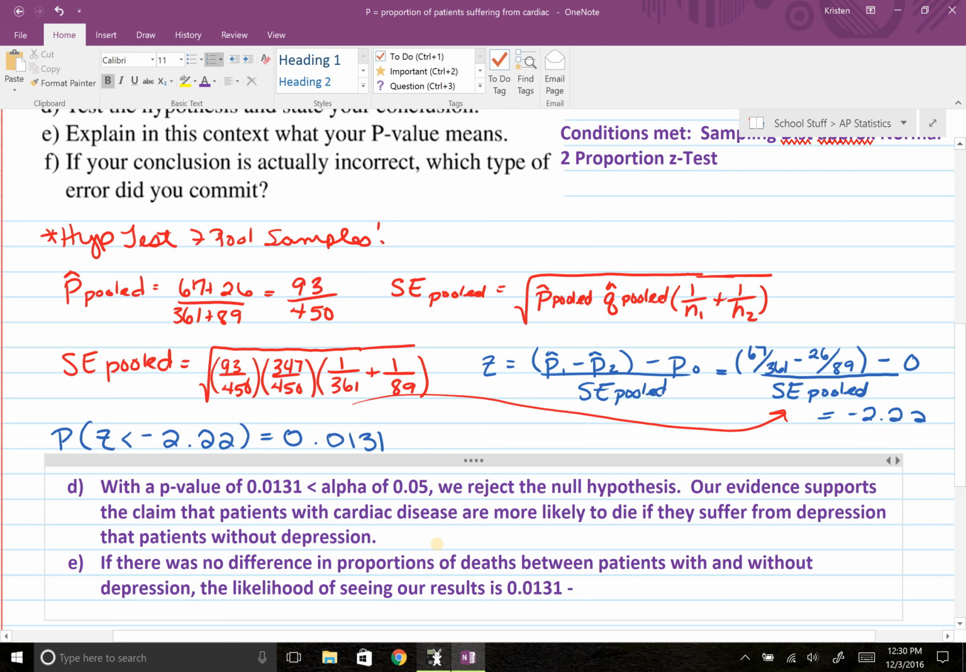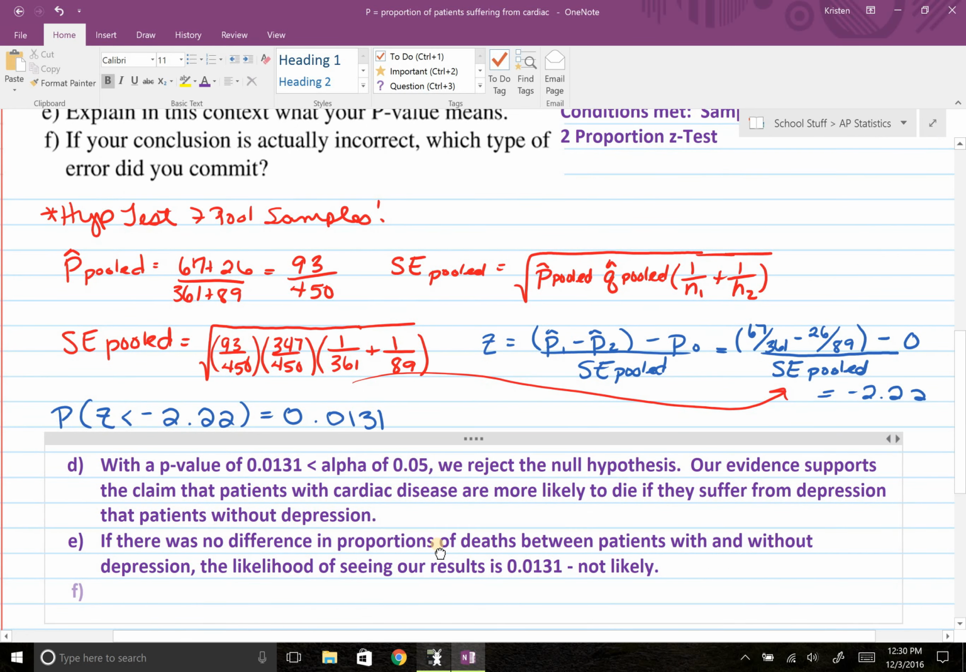Basically, that tells us that it is not likely. And that not likely statement is because it's less than our alpha. And the very final portion says if our conclusion is actually incorrect. So an incorrect conclusion here. We rejected the null. And we're saying that we shouldn't have. Remember, that's kind of like our pregnant man saying he's pregnant when he really is not. We rejected the null. That is our type 1 error. Okay. And now that problem is complete.